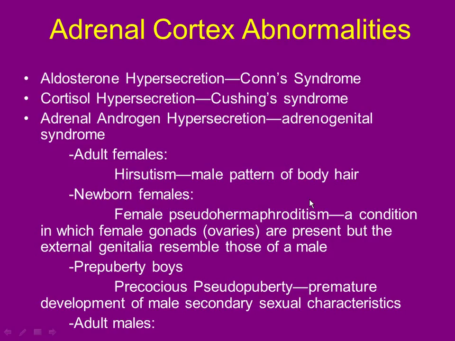Okay, so some of the fun things that break. And first one, aldosterone hypersecretion. So too much aldosterone is going to make you do what? What does aldosterone do? Retain sodium. So it's going to make you retain way too much sodium, and what's going to follow the sodium? Water. What's going to happen to you? You're going to swell up like the Michelin Man, right? So you start swelling up with Conn syndrome.